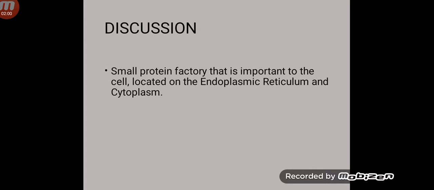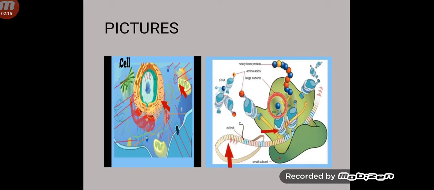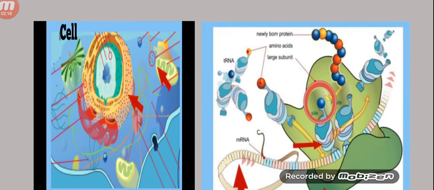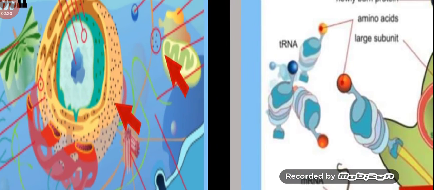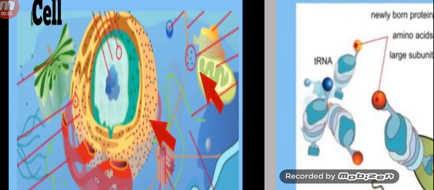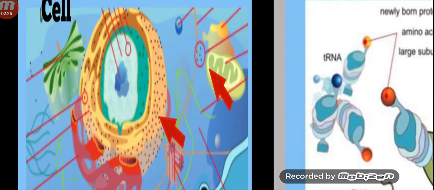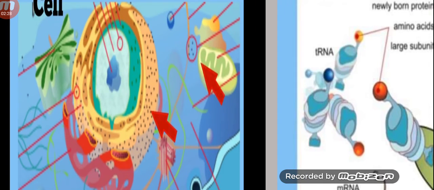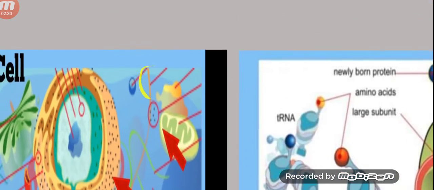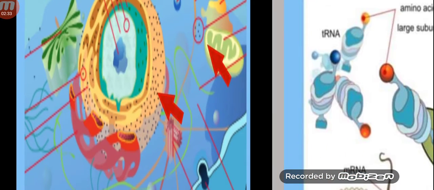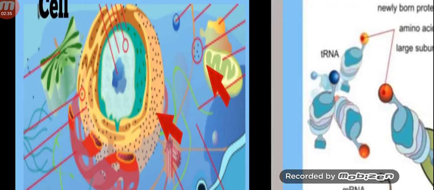So on the next slide, the pictures. I will show you where ribosomes are located and how the proteins are made. So let's proceed to the pictures. In the first picture, at these two red arrows, the dark small dots in the endoplasmic reticulum and also in the cytoplasm are what we call the ribosomes. So tada, there they are.